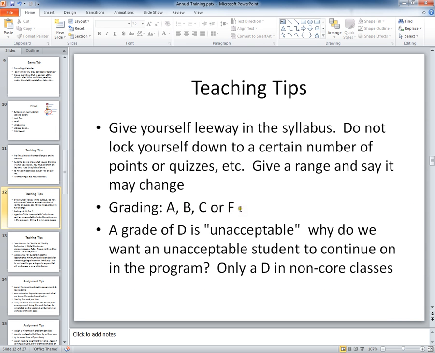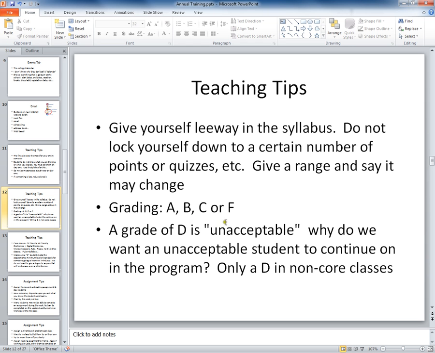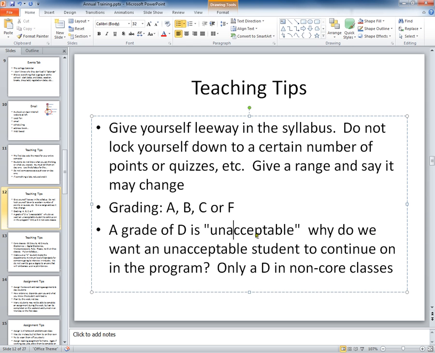Grading for the core program classes, DC circuits, AC circuits, digital microprocessors, PLCs: A, B, C, or F. A D is not acceptable for a core class. Why do you want someone that gets a D, which is unacceptable, to go on and take the next higher level class? So mostly it's for classes that have a higher level. So we have PLCs, we have advanced PLCs. We don't want someone in advanced PLCs who can't even get basic PLCs. We don't want someone in AC circuits who can't get DC circuits. It just is common sense. So don't give anyone a D.